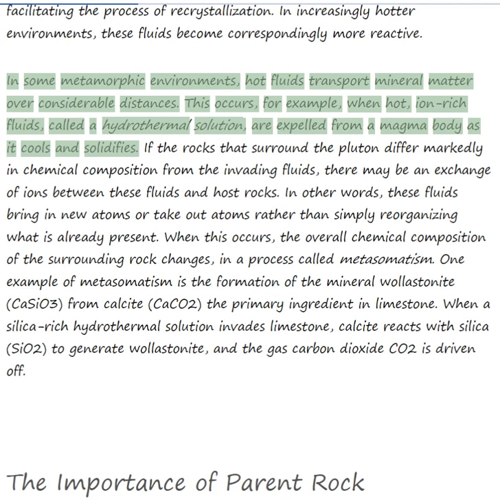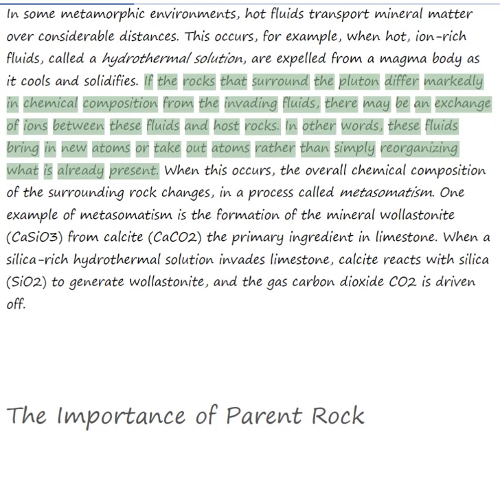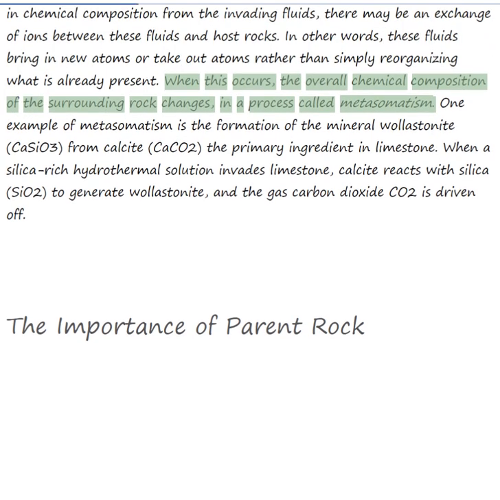In some metamorphic environments, hot fluids transport mineral matter over considerable distances. This occurs, for example, when hot, ion-rich fluids, called a hydrothermal solution, are expelled from a magma body as it cools and solidifies. If the rocks that surround the pluton differ markedly in chemical composition from the invading fluids, there may be an exchange of ions between these fluids and host rocks. In other words, these fluids bring in new atoms or take out atoms rather than simply reorganizing what is already present. When this occurs, the overall chemical composition of the surrounding rock changes, in a process called metasomatism.